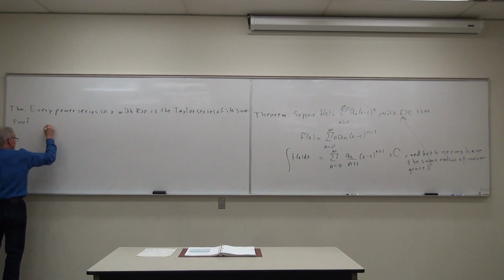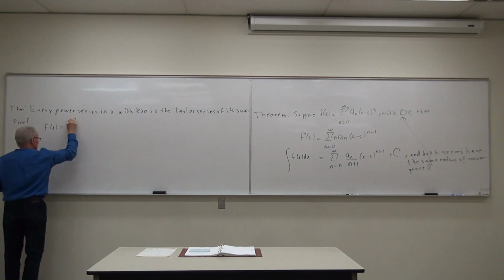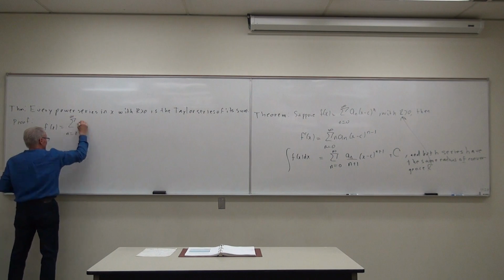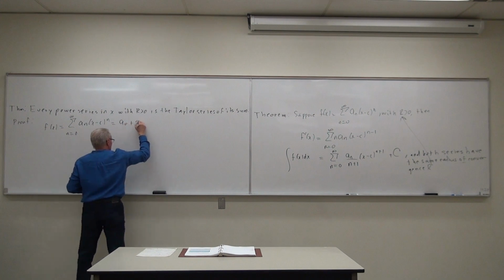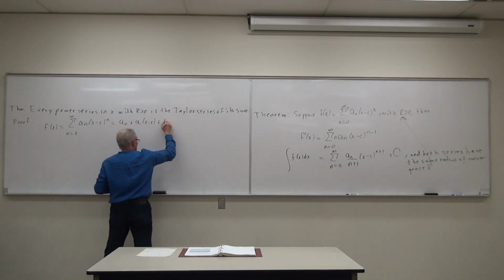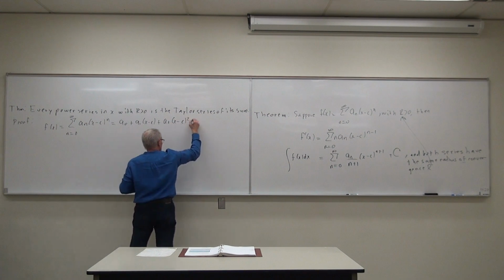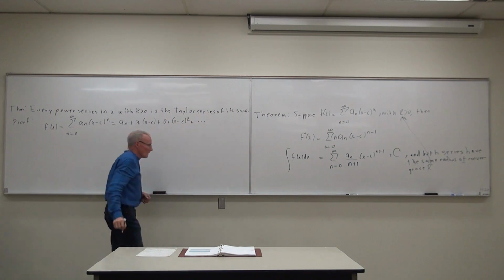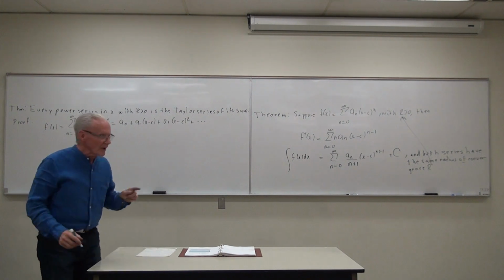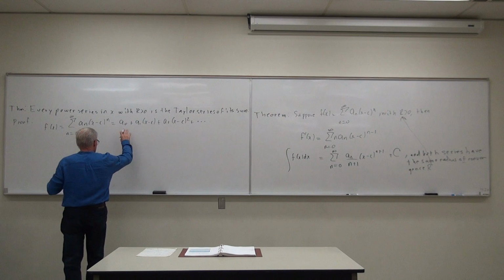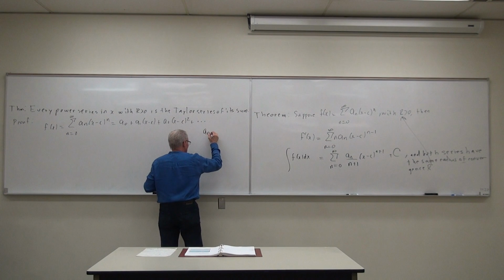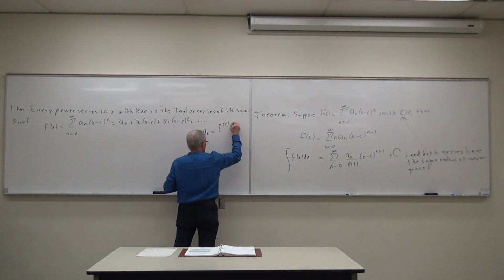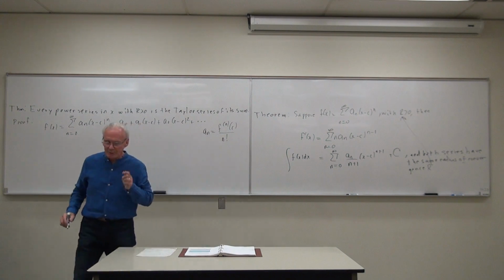So let's take a power series, f of x, the sum from n equals 0 to infinity of a sub n times (x minus c) to the n. Written out, a0, plus a1 (x minus c), plus a2 (x minus c) squared, and on and on. Now remember, if I want to prove that this is the Taylor series of that, I have to prove, as we said a minute ago, that a sub n is equal to the nth derivative at c over n factorial. That's what I have to prove.